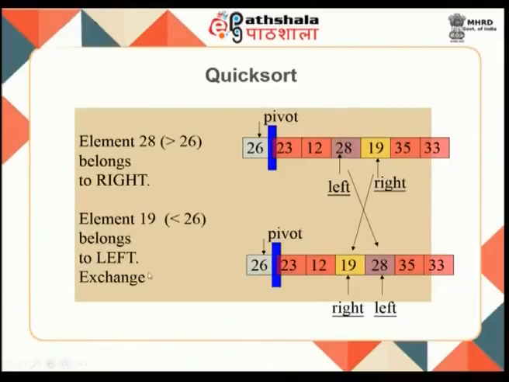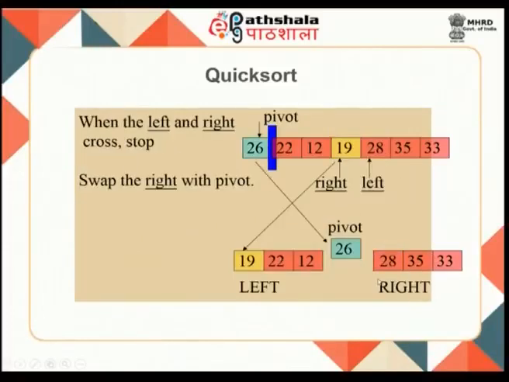So, again we are exchanging and we are getting a scenario like this. And when we keep on doing like this, we encounter a scenario where the left and right cross. That means now we do not have any provisions to go further. So, whenever we have such a situation, we simply swap the right with the pivot element. Now you can see very well these two cross each other. Therefore, I am just swapping this 19 with the pivot element.